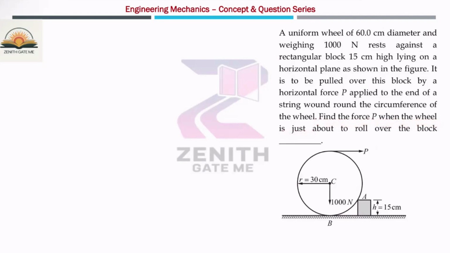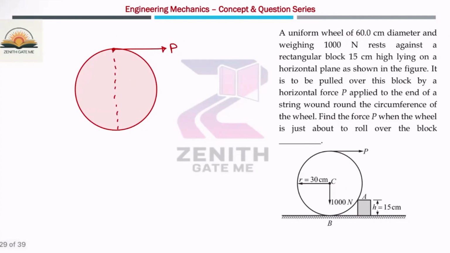Now you can observe that when it is rolling over this particular block, there will be no contact at point B. This is very, very important. So contact at point B will be 0, which means there will be no normal reaction. This is the force P which is acting at the top. This point is D. One force is acting downward, which is nothing but the 1000 Newton.